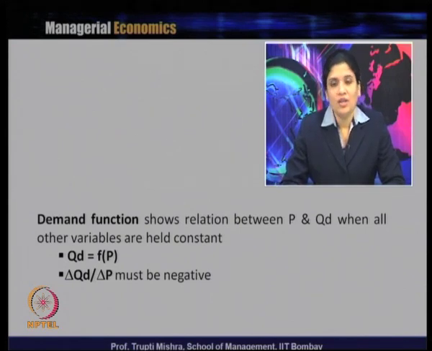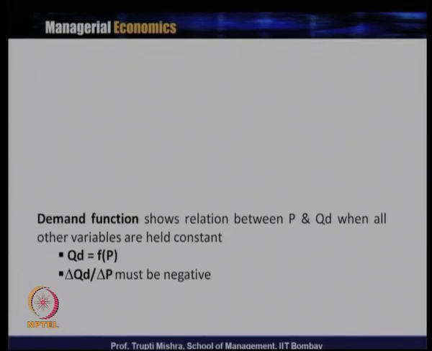So if you look at QD as a function of price, quantity demanded is dependent on the price, and the slope of QD and P must be negative, because quantity demanded and price are negatively related, they are inversely related. If one is increasing, the other should be decreasing, and if one is decreasing, the other should be increasing. So the slope of quantity demanded and price has to be negative, and the demand function is essentially the mathematical relationship between the price and quantity demanded.